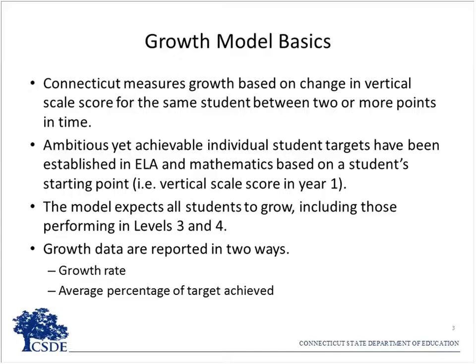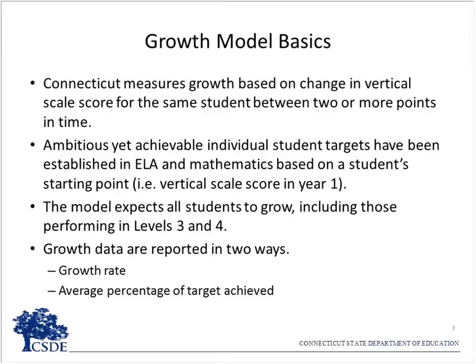So Connecticut's growth model is based on the Smarter Balanced vertical scale. It uses that vertical scale for the same student between 2 or more points in time. And given that we have just had 2 administrations of the Smarter Balanced assessment, it measures growth for the first results from 2014-15 to 2015-16. And because it's based on a vertical scale, we refer to it in this instance as a criterion-referenced growth model.